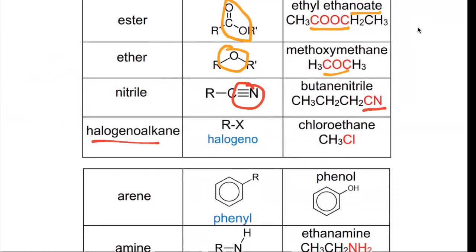Halogenoalkanes. The functional group is called a halogeno something. Halogeno is kind of generic because it could be any halogen. In this one, it's specifically chloro because it's chlorine. So that would be a chloroalkane if you wanted to be specific, but you can just say halogenoalkane, that's fine.